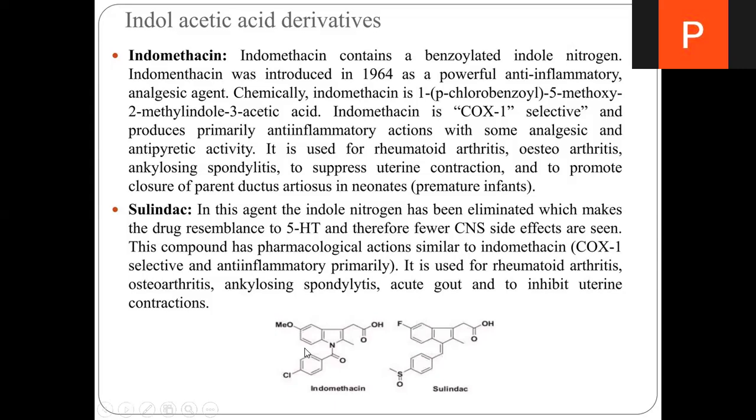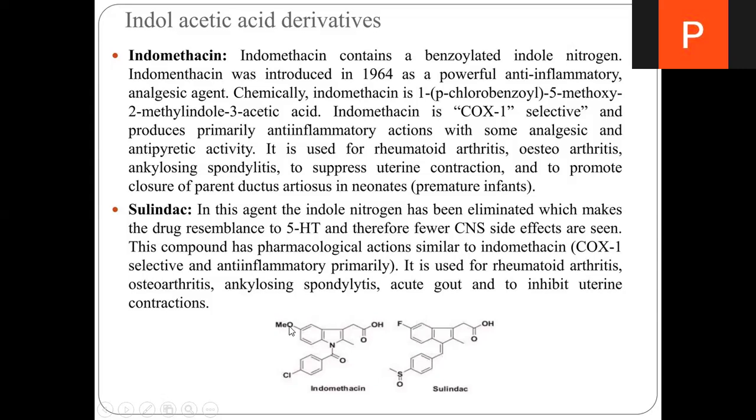But in the case of the indomethacin structure, indole is the basic nucleus. Indole means a benzene ring fused with pyrrole. So, this is the structure of indole. Pyrrole means a 5-membered ring system in which a nitrogen heteroatom is present. So, this is the structure of indole.